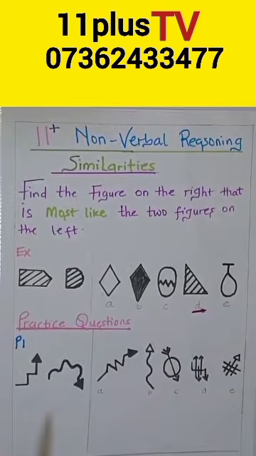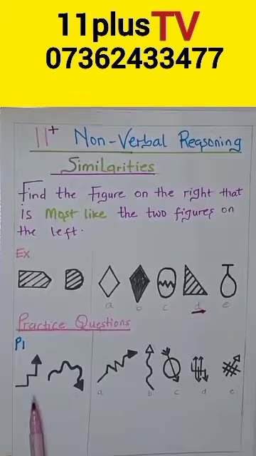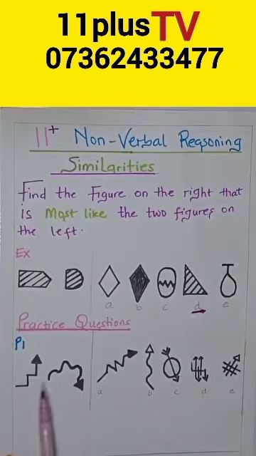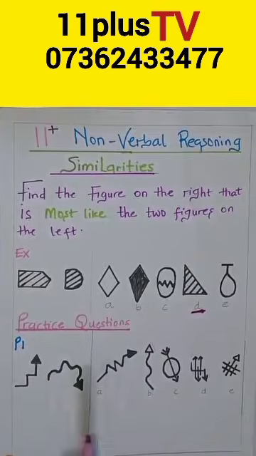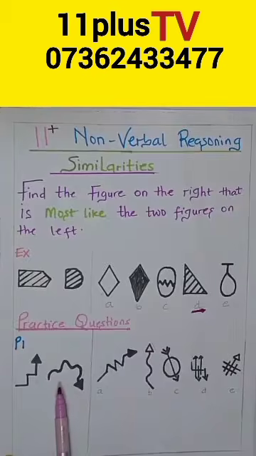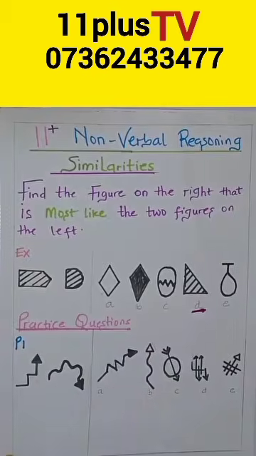The first practice question, let's look at the two figures. You can see the two figures, they have a black arrowhead. That is the common feature. Ignore the differences. The differences between these two figures is that one has kind of a straight wavy line and one has a curved wavy line. So those are the differences. You have to ignore the differences, but the similarity is that both of them have a black arrowhead, and the shape we have to look for on the right will be a shape with a black arrowhead.